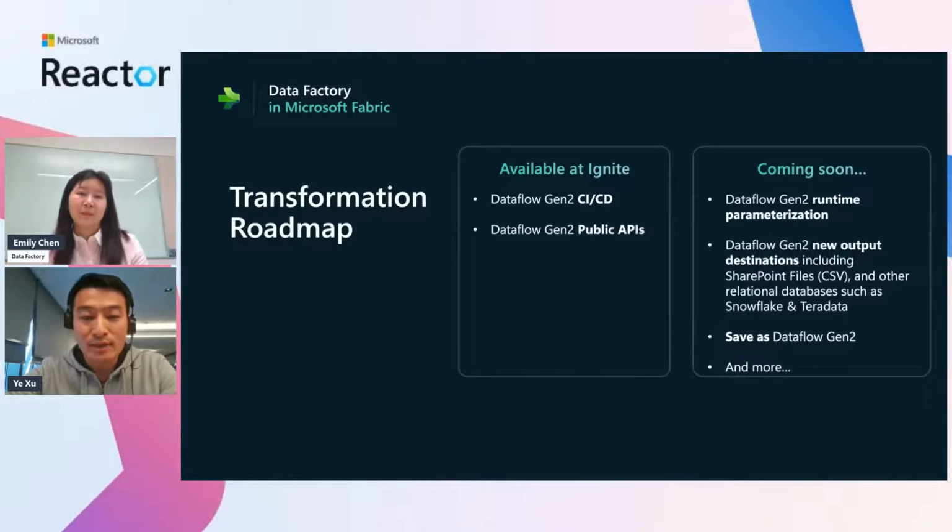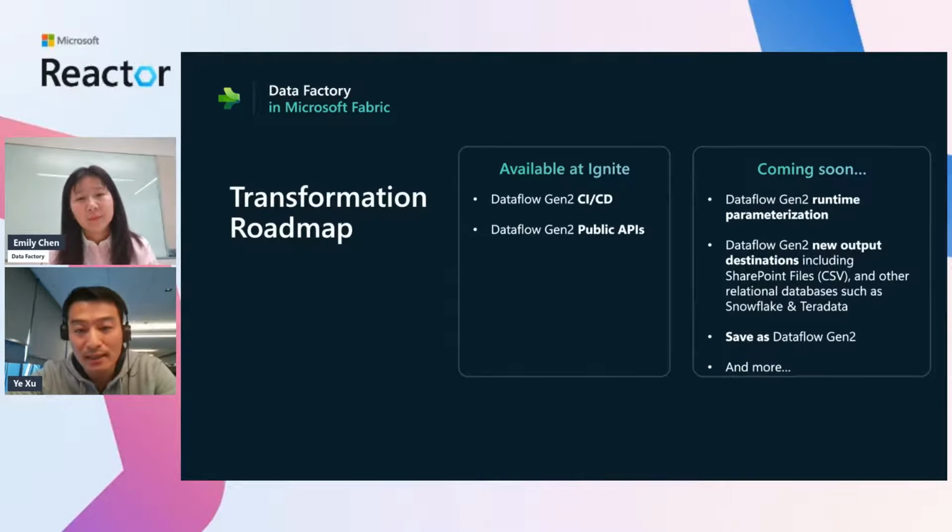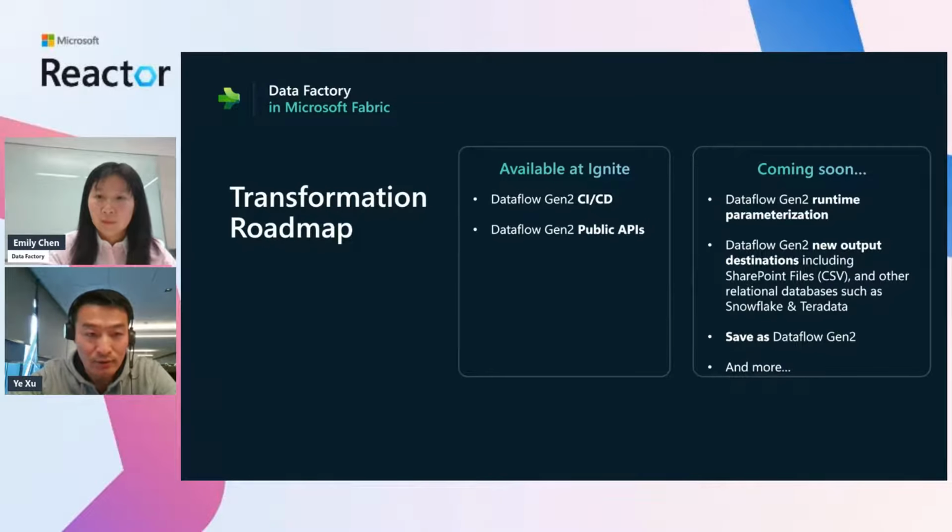So we just showcased the Dataflow Gen 2 CI/CD and the public API that will be available for you at Ignite. What is coming soon is that we're going to continue to make the Dataflow Gen 2 runtime support parameterization, and we can also add more output definitions for Dataflow Gen 2. And we can also have the save as Dataflow Gen 2, which is a very solid path for you to migrate from Dataflow Gen 1 to Gen 2. Yeah, that is for the transformation.